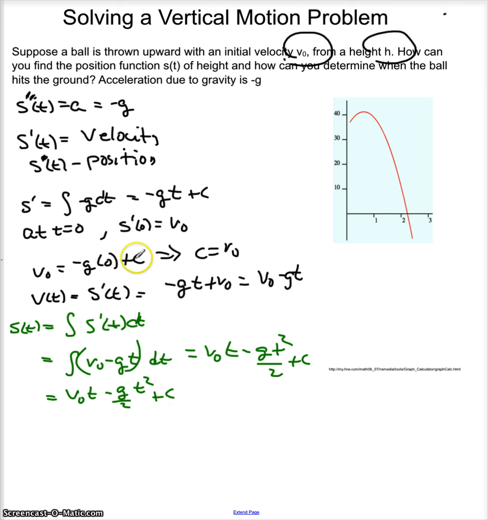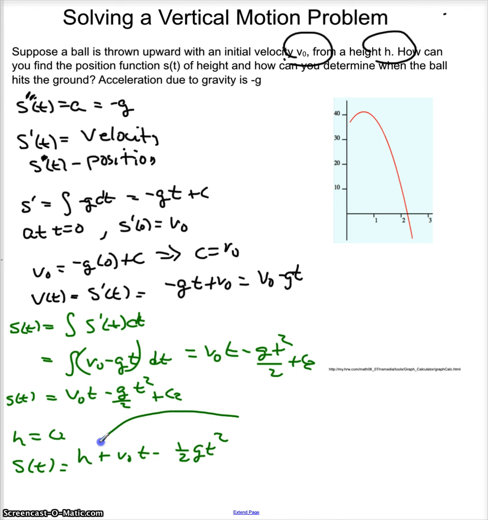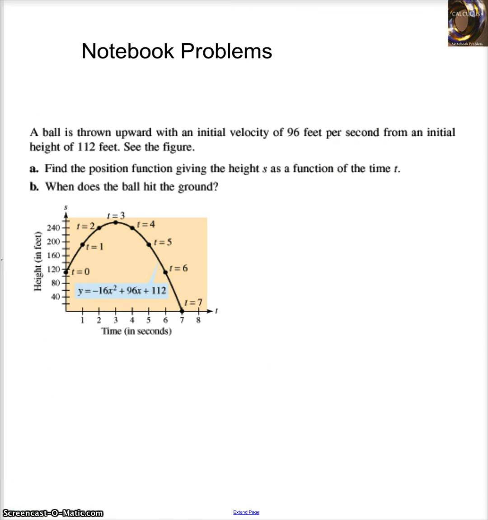Now, I know at t equals 0, I start out at an initial height, h. So h is equal to, well, this is going to be 0, that's going to be 0. H has got to equal my second constant. And yes, you should give these different titles here. So s of t is equal to your initial height plus v naught t minus 1/2 gt squared. Is that looking at all familiar to what you did in physics? All right, here you go. Try this one. When you're done, stop the tape and finish your homework.